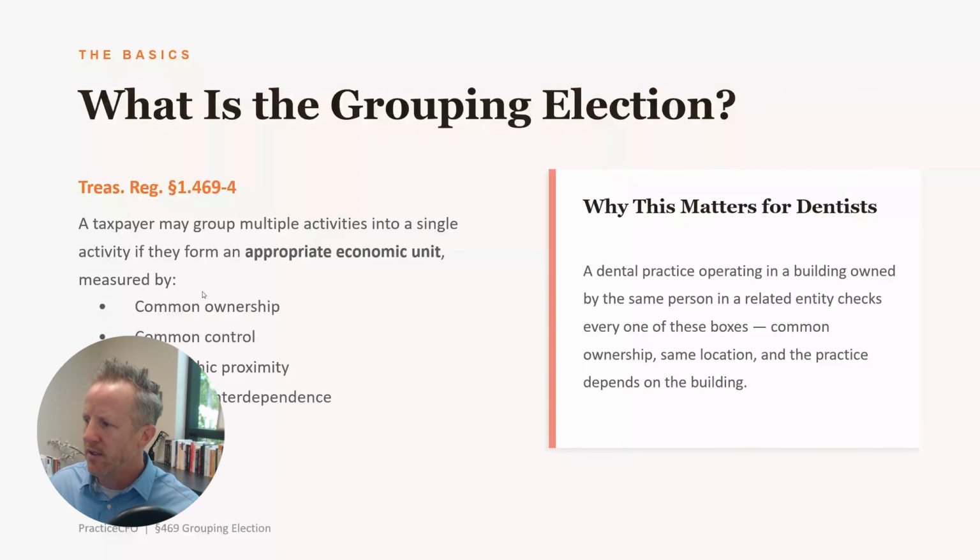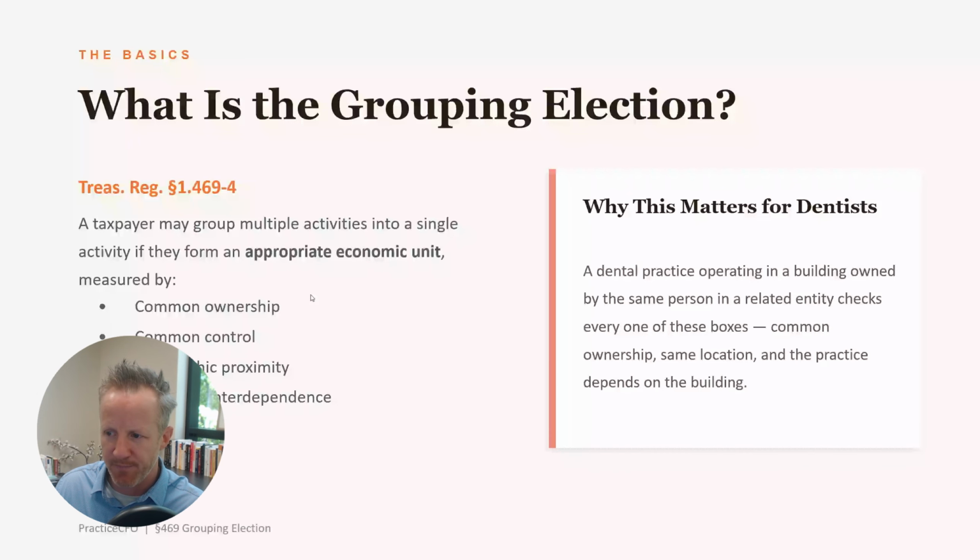So let me summarize here. A dental practice operating in a building owned by the same person in a related entity checks every one of the boxes required in order to treat the building and the practice as one economic unit. And that's almost in every case, because all of the requirements are met, allowing them to be grouped.